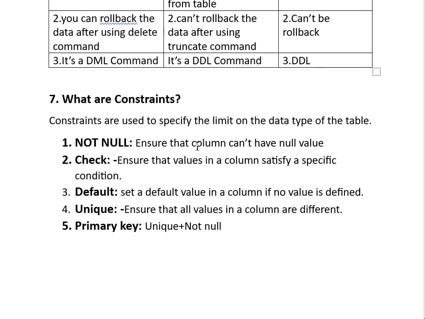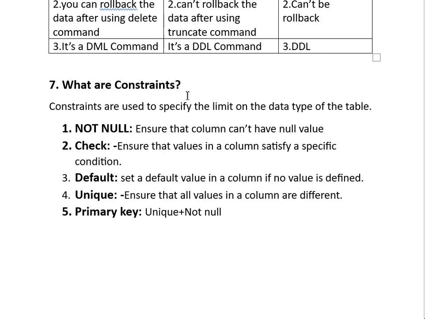Now the last question is, what are constraints? So constraints are basically used to specify limits on the data in the table. We have these constraints, like first is NOT NULL. Basically, when we put any restriction on the table, in that case we use constraints. For example, we want a column that should not contain null values. So for this, while creating the table, we will mention NOT NULL.